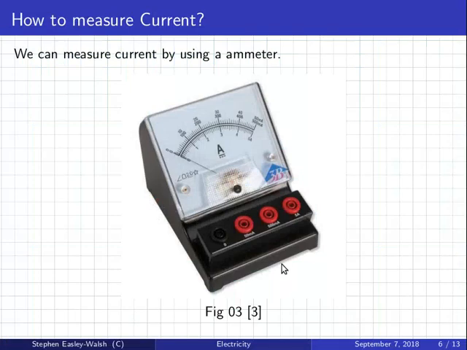So in the picture here, what you do is you connect it here in the black one and in one of the red ones. Now the reason for this picture having three connections is if you're using a small, a medium, or a large current.